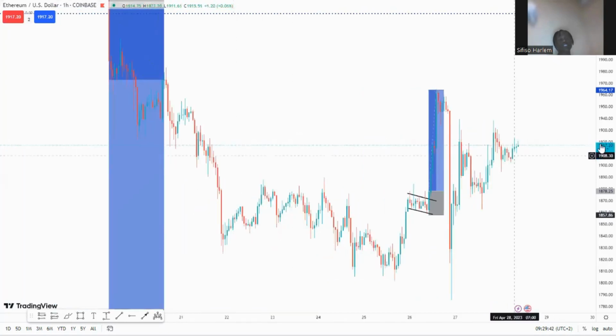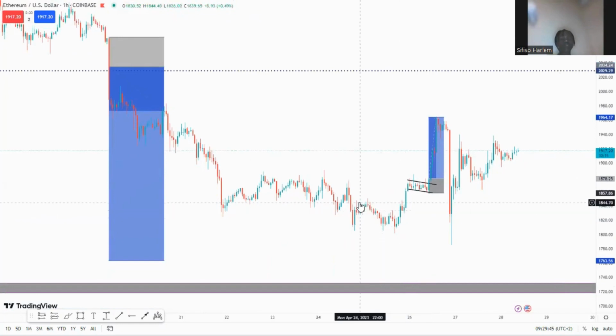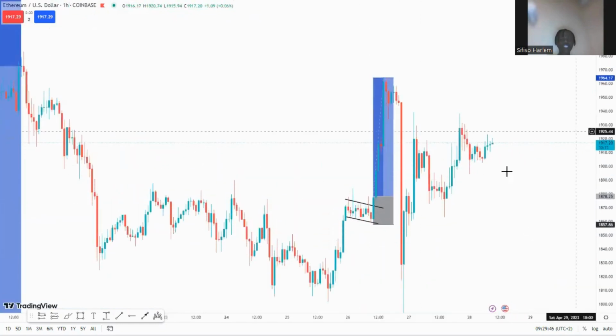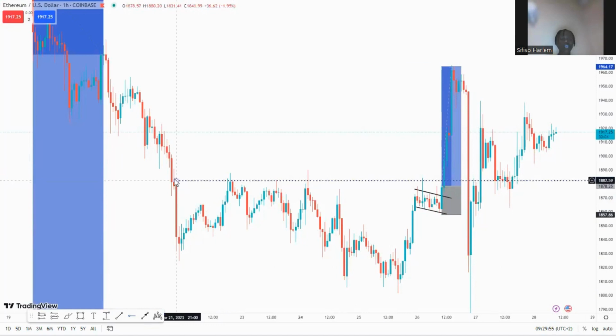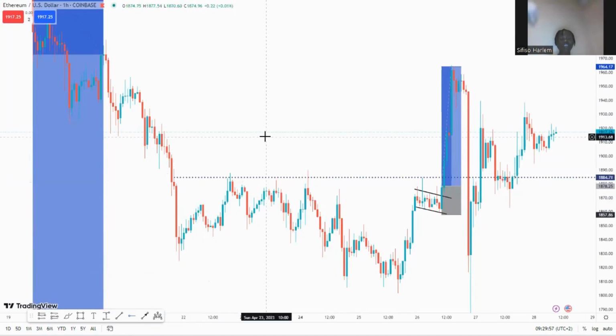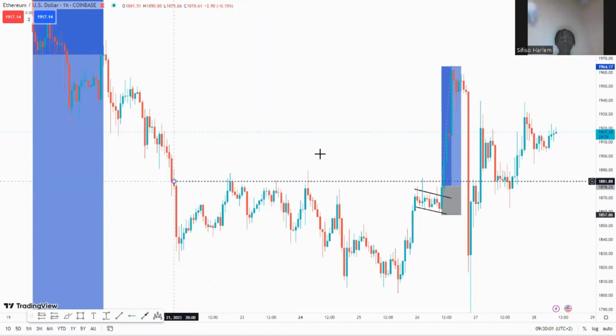So this is Ethereum, right? On Ethereum, the only thing I need you guys to focus on is that price created some type of intraday resistance. You guys know that I'm mainly focused on the hourly. I mainly focus on the hourly time frame, right?